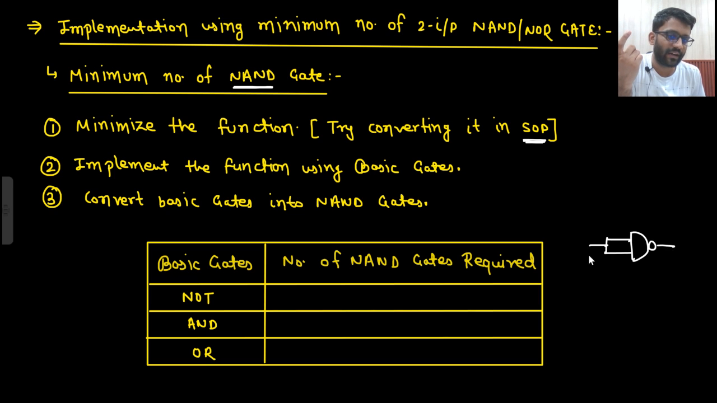This is how you implemented it, right? A and A bar. Only one gate was required. That's it. For AND gate and OR gate, you might not be remembering the answer, but let's derive it. Let's see how we will be able to do it.